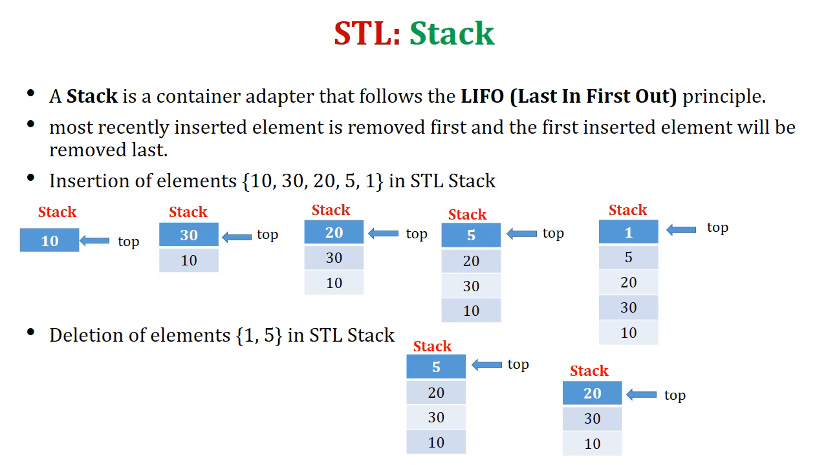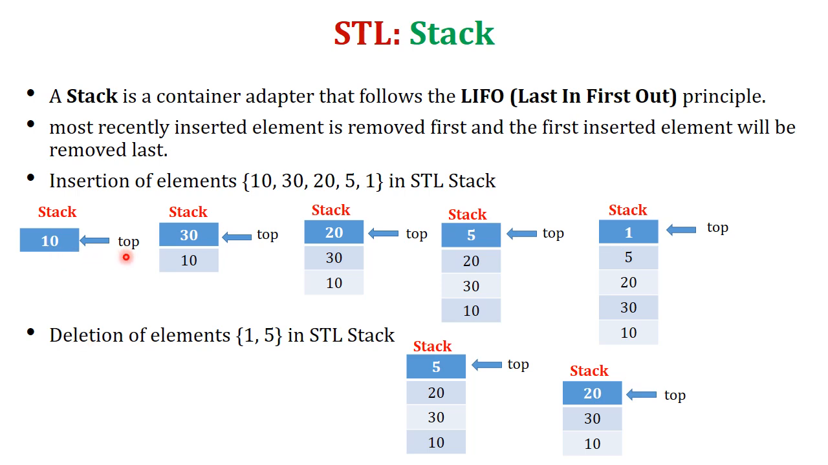For example, the insertion of elements 10, 30, 20, 5, 1, we are going to insert in the STL stack. So, how will it follow the principle? Here the STL stack will allocate the memory space dynamically whenever we are inserting new data. Similarly, it will deallocate the memory whenever we are deleting data. So for example, we are going to insert the first element. In that case, it will allocate the memory space automatically, that is dynamically.